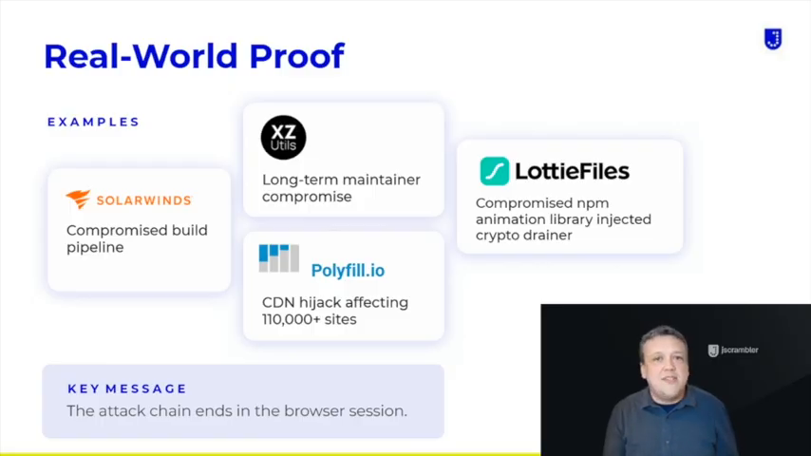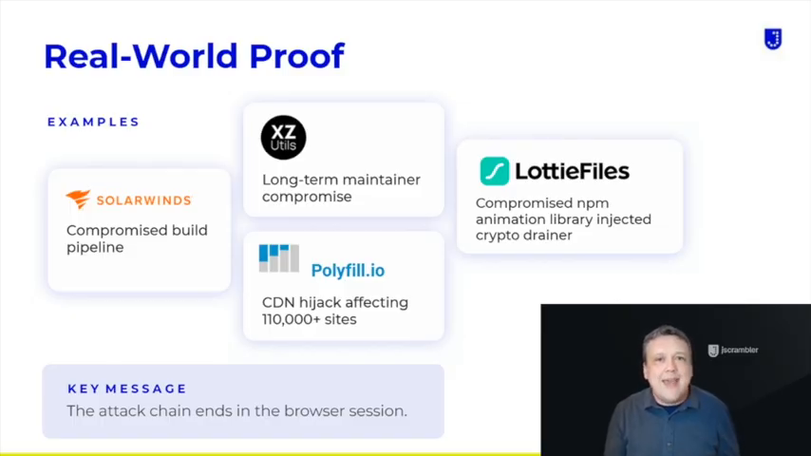So let's ground this in reality with 4 recent examples, and they show the evolution of supply chain attacks. First, if we go back to 2020, it was SolarWinds. And here, attackers compromised the build pipeline itself. They injected malicious code into the software build, and that then got distributed to 18,000 organizations. It happened upstream in the factory, if you will.